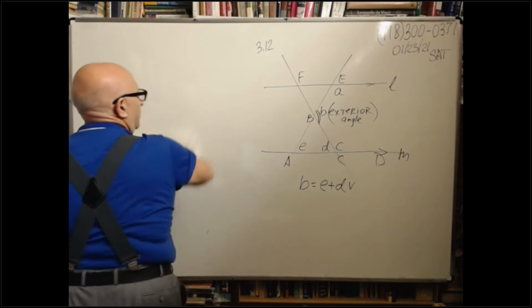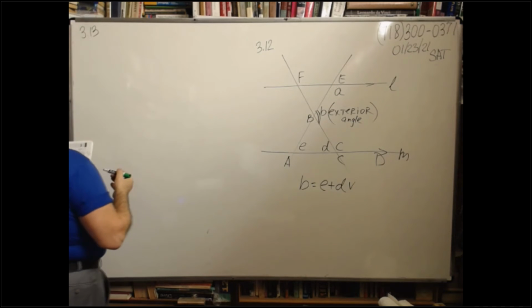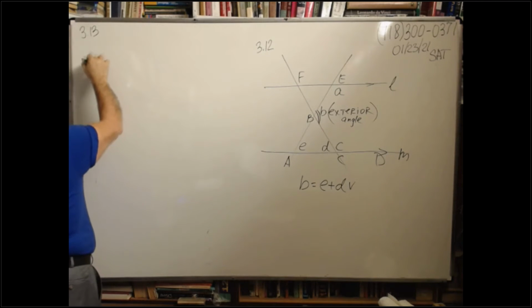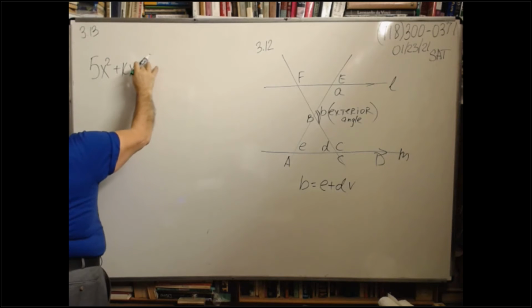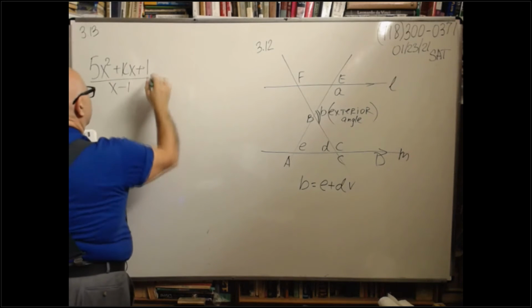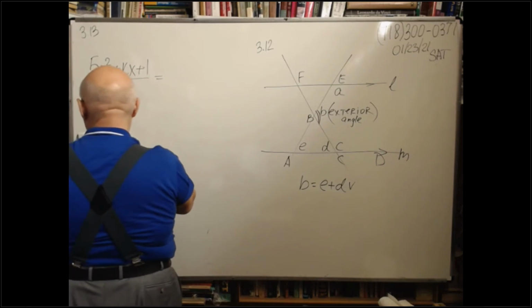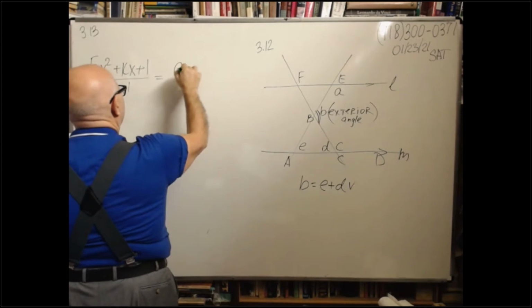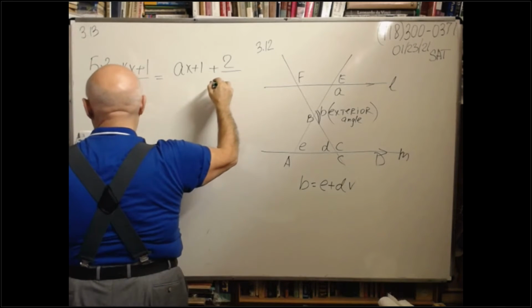Thirteen. What do we have? 5x squared plus kx plus 1, divided by x minus 1, equals ax plus 1 plus 2, divided by x minus 1.